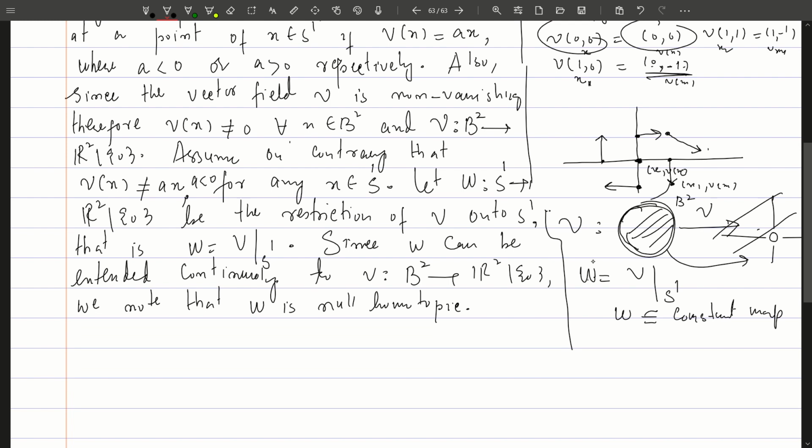Now we have the inclusion map of S1 into the punctured plane. Let us call that map J. So let J be the inclusion of S1 into the punctured plane.